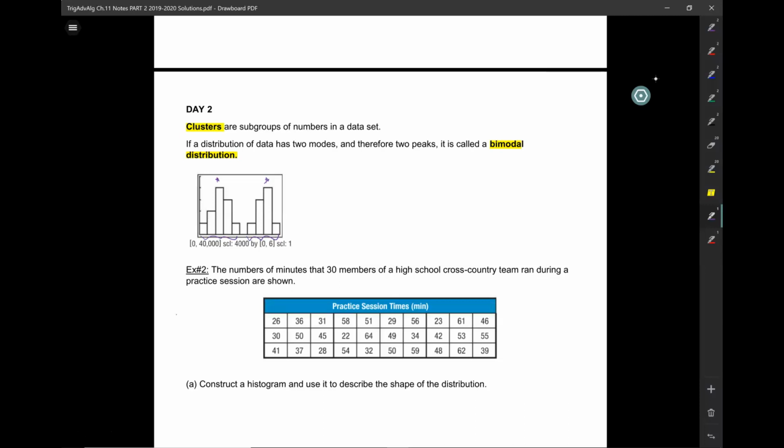What happens in this case, when you talk about mean, median, and mode, is each one of the clusters will have its own mean and its own median, right? So you will say the mean of the left cluster equals so-and-so, and then the mean of the right cluster equals so-and-so.